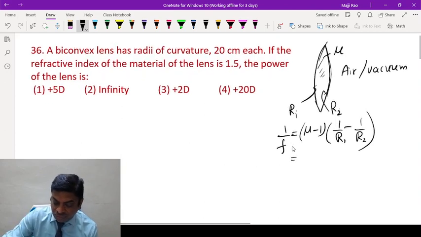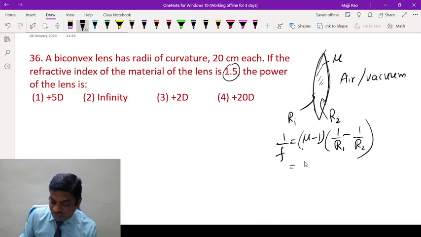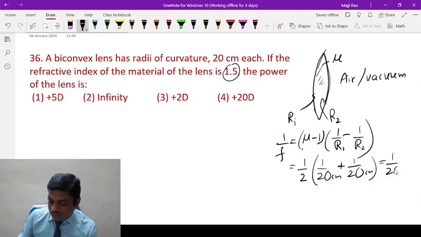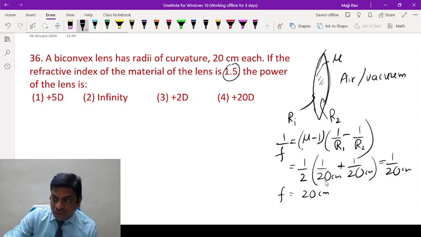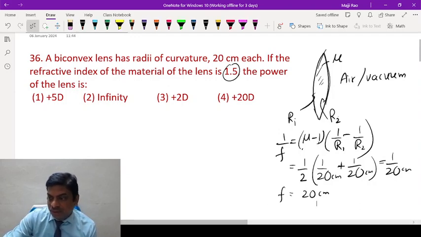So what is mu? Mu is 1.5. So 1.5 minus 1 is half. R1 is 20 cm. Even R2 is also 20 cm. Remember, minus into minus will become plus here. So basically we got 1 by 20 cm. So focal length is 20 cm. This is clear. Now we require the power.